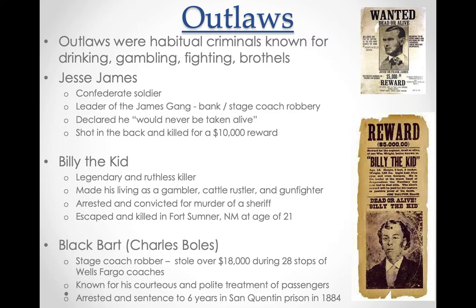Billy the Kid was a legendary and ruthless killer who made his living as a gambler, cattle rustler, and gunfighter. Kid was arrested and convicted for murdering a sheriff, but eventually escaped and was killed in Fort Sumner, New Mexico, at the age of 21.